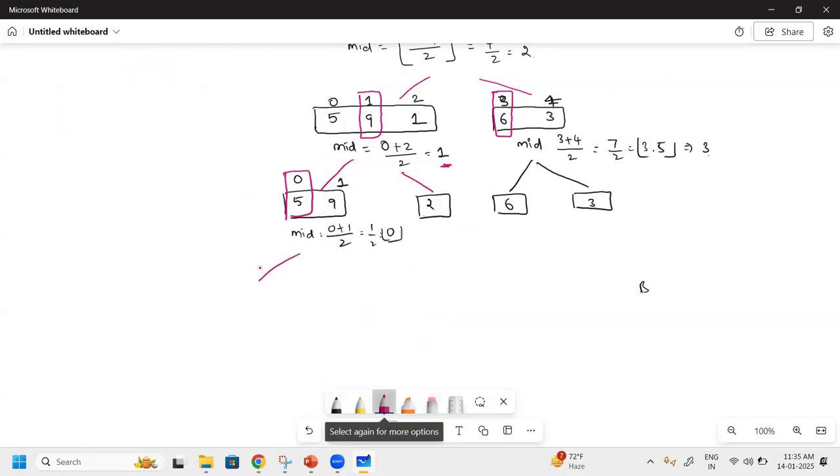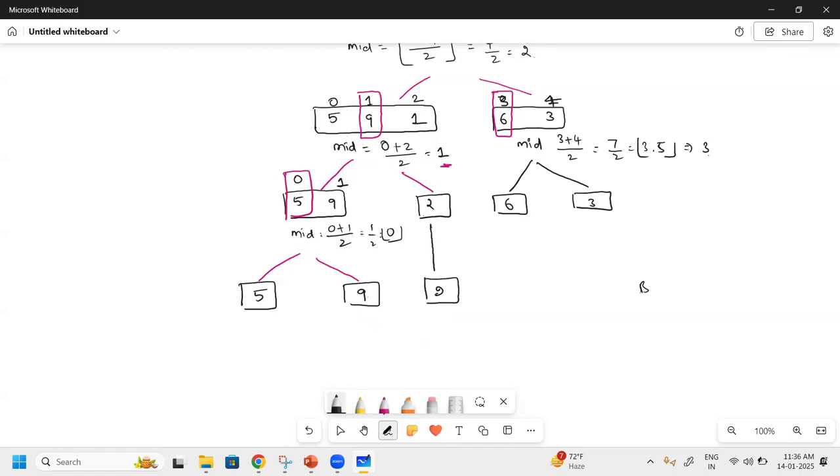This is the left side, this is the right side, and here I have only 5 element. Here I have only 9 element. There is no division. Directly I am taking its two values. Next, this is 6 value, and the next 3. So individually, I can find the elements.